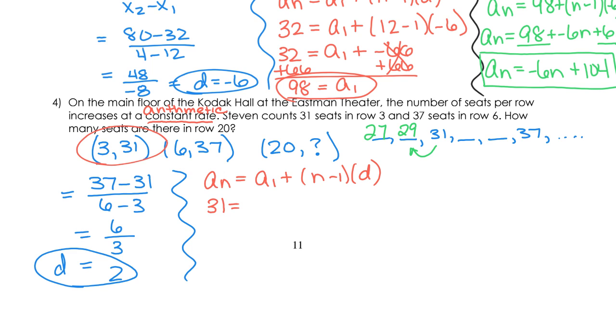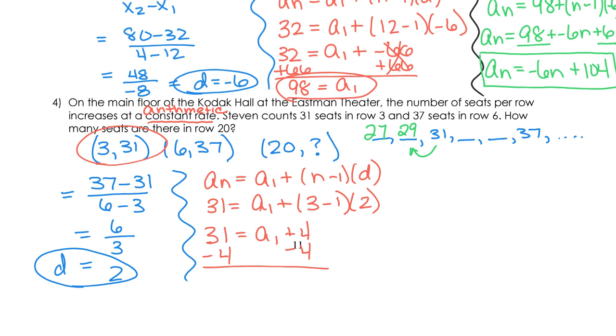I'm going to go ahead and use 3 and 31, and so 31 is like my output. We don't know the first term. That's what we're trying to solve for, before we knew it was 27. N is like my input, which would be 3. And then my difference is 2. If we clean this up a little bit, 3 minus 1 is 2, and 2 times 2 is 4. And we'll go ahead and subtract 4. And 31 minus 4, you guessed it, is 27. And so that's how you would do it algebraically.